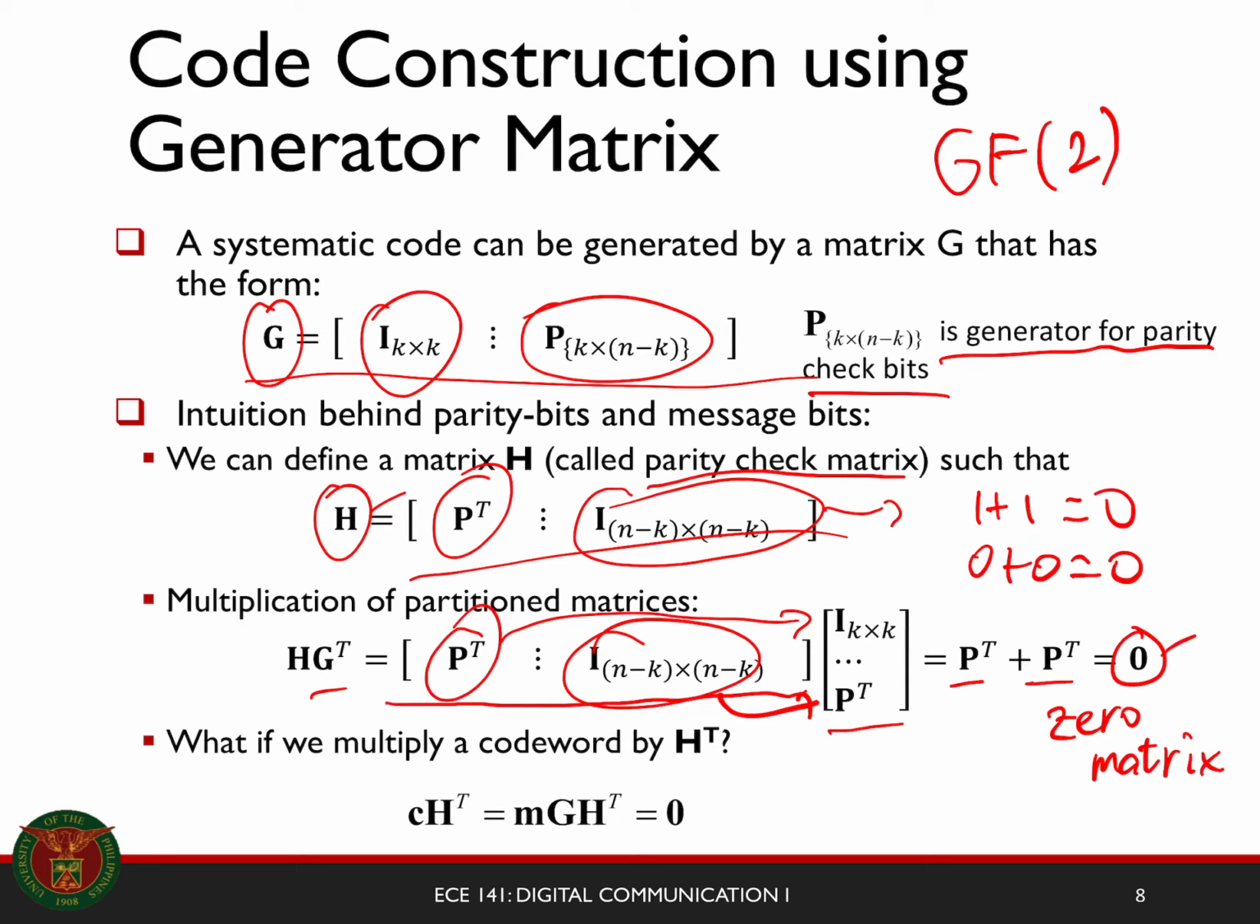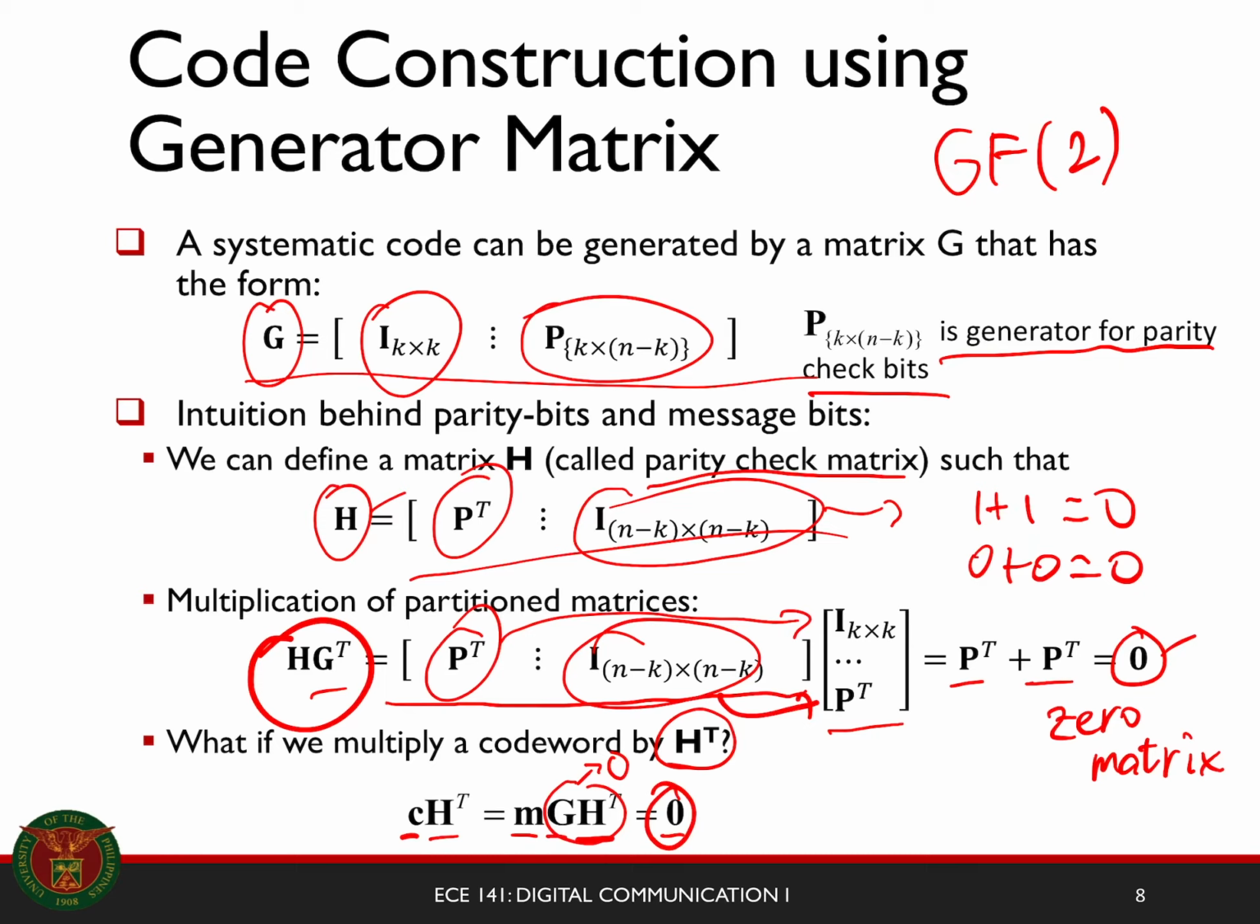So what happens if we multiply a code word by H transpose? C, the code word, times H transpose, and we know the code word is equal to the message times the generator. We've proven earlier that multiplying the generator with the parity check matrix gives the 0 matrix, and multiplying the message by 0 gives 0. So a valid code word, when multiplied by your parity check matrix, results in a 0 vector.